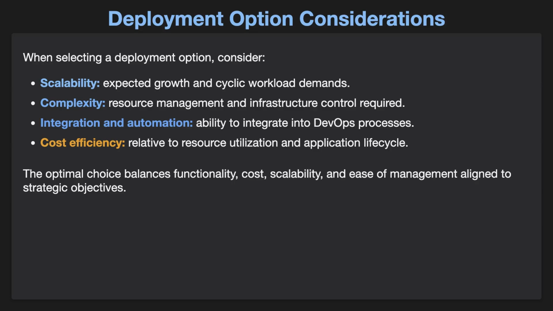When selecting a deployment option, consider scalability, expected growth, and cyclic workload demands. Complexity, resource management, and infrastructure control required. Integration and automation, and the ability to integrate into DevOps processes. Cost efficiency relative to resource utilization and application lifecycle. The optimal choice balances functionality, cost, scalability, and ease of management aligned to strategic objectives.